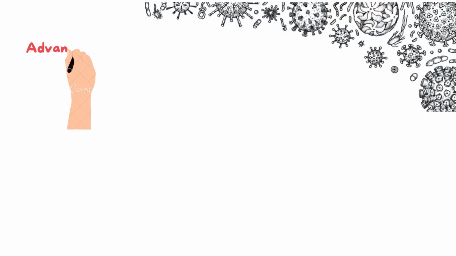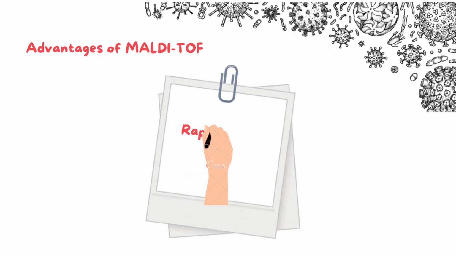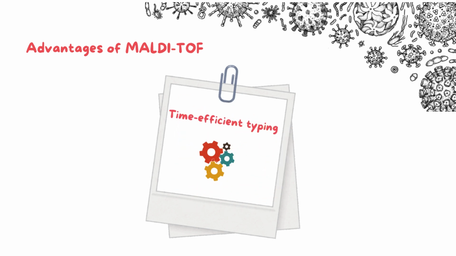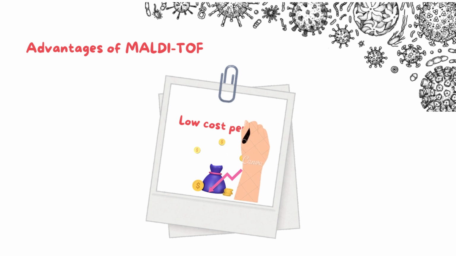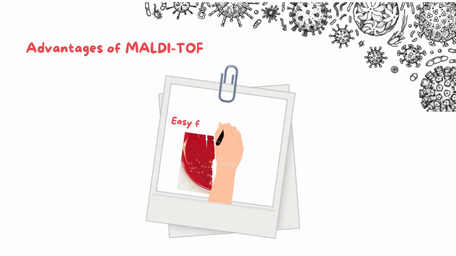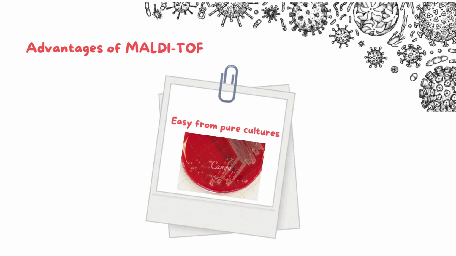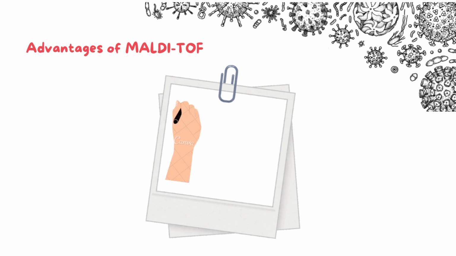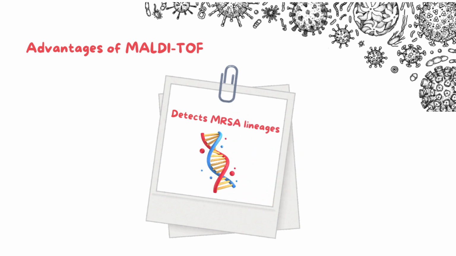MALDI-TOF MS offers several key advantages for MRSA detection. It delivers identification and resistance information much faster than traditional culture and susceptibility testing. It's more time efficient than methods like MLST or PFGE for typing. It's considered more cost efficient per test than PCR once the initial instrument investment is made. It's more discriminative for strain typing compared to methods like spa typing or basic resistotyping. From a pure culture, sample preparation is relatively straightforward, just transferring the colony and adding matrix. It can even be used to subtype specific MRSA lineages like CC398.